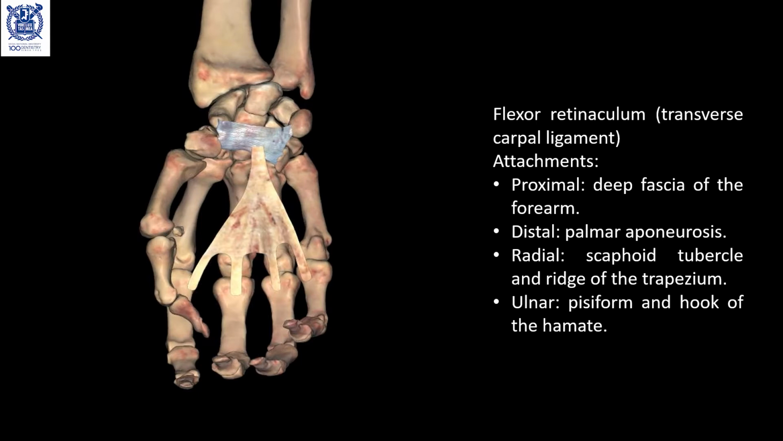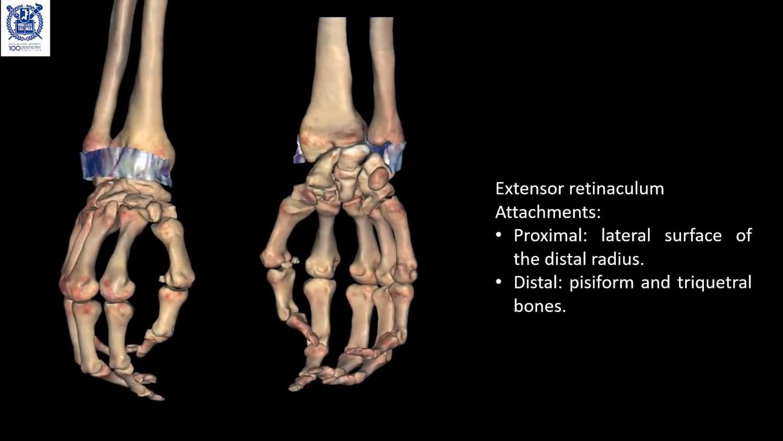Radial part is attached to the scaphoid tubercle and ridge of the trapezium. And finally, the ulnar part is attached to the pisiform and hook of the hamate. Extensor retinaculum. The proximal part is attached to the lateral surface of the distal radius. The distal part is attached to the pisiform and the triquetral bones.